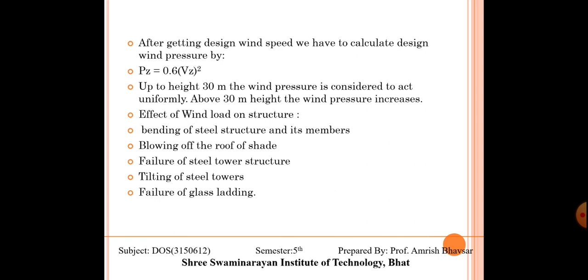Effect of this wind on the structure, which is bending of the steel structure and its members. Due to this wind, our building is deflected in the horizontal direction. Number two, blowing of the roof sheet, as we know. Number three, failure of the steel tower structure. Fourth, tilting of steel towers. This is also we know about.